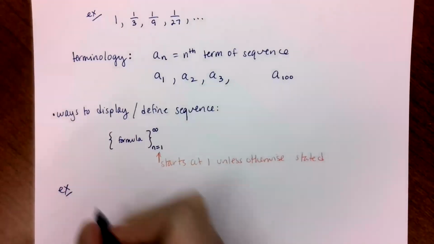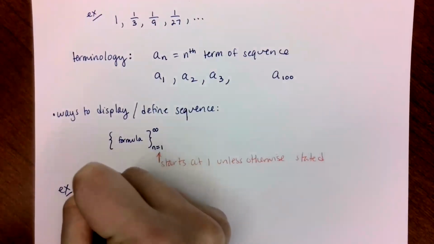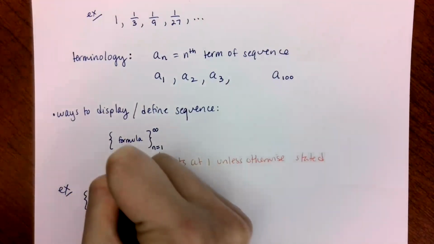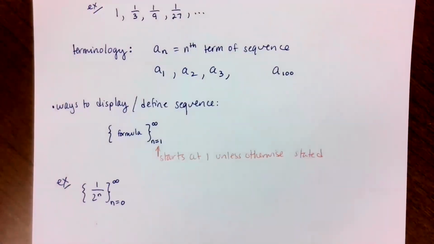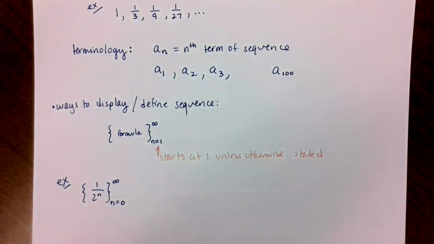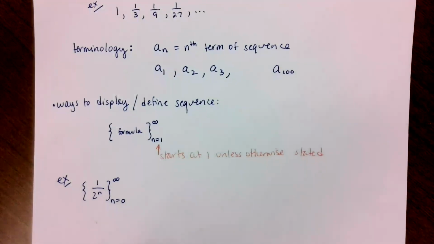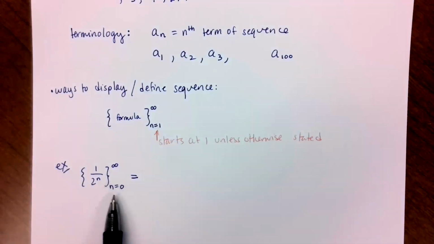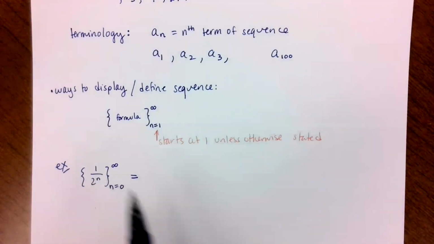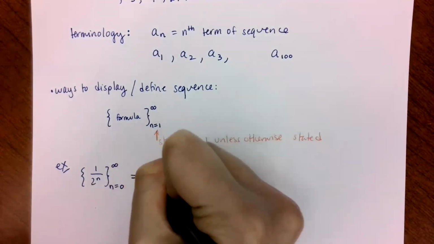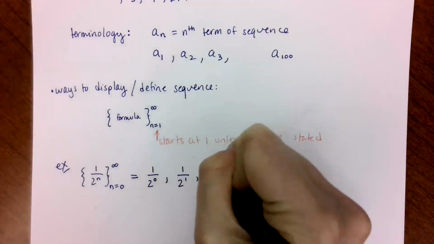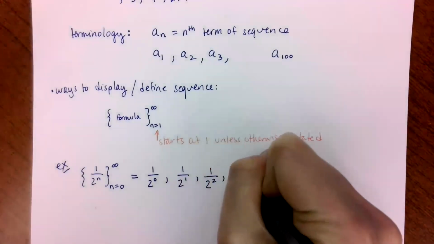All right, our first example would be 1 over 2 to the n, n equals, let's start at 0 to infinity. So this is the sequence with formula 1 over 2 to the n, and n starts at 0. So this is one very compact way to get across an entire infinite sequence. This n equals 0 tells me that 0 is the first value to plug in for n here. So the first term in the sequence is 1 over 2 to the 0, and then 1 over 2 to the 1, 1 over 2 squared, and so on.